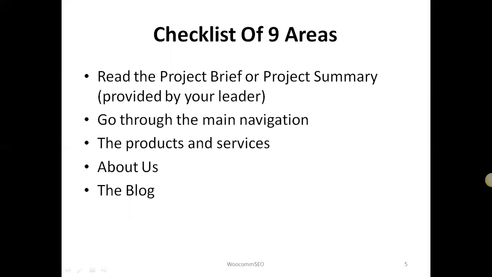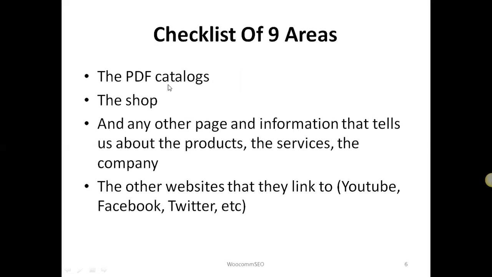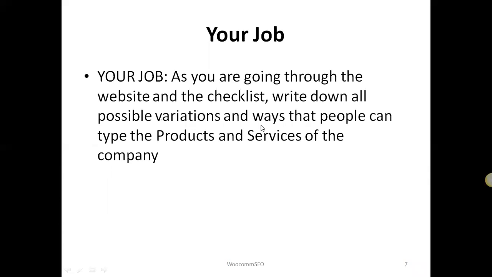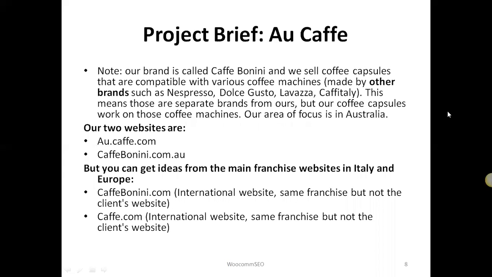So again, to review, you have a checklist of 9 different areas. First, you read the project brief or the project summary. Second, main navigation, products and services, the About Us page, the blog, the PDF catalogs, the shop, and any other pages. And you also want to check out the YouTube, the Facebook, the Twitter, and etc. And your job, as you are going through the website and the checklist, is to write down all the possible variations and ways that people can type the products and the services of the company.